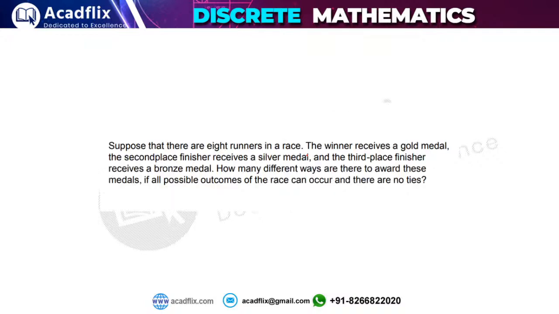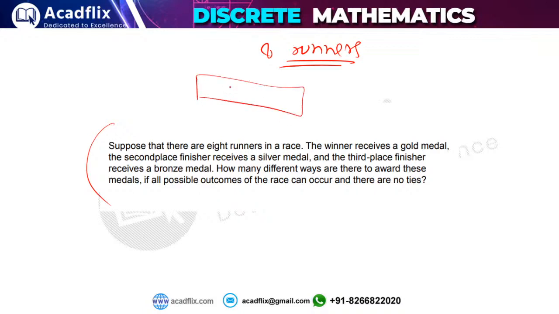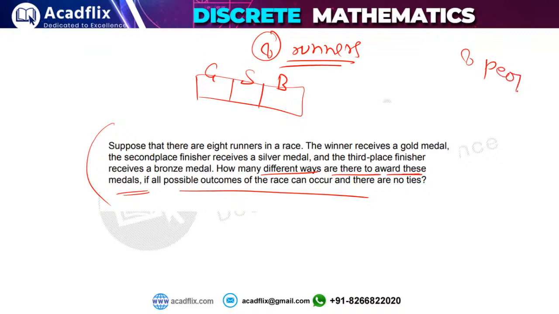Let's see the next question. In this question he is saying you have 8 runners. So total 8 people are running in a race. He is saying that the winner, the first ranker, is going to get the gold, the second ranker is going to get the silver, and the third ranker is going to get the bronze. How many different ways are there to award these medals? You have 8 runners, 8 people running in a race.